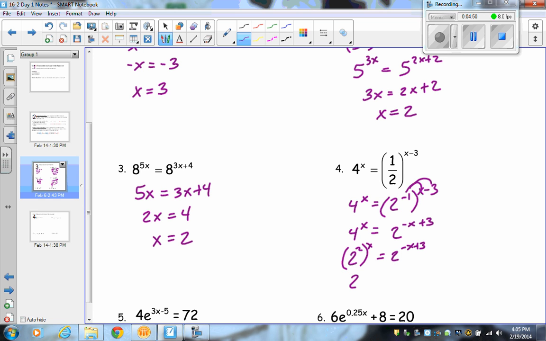So that tells me 2 to the 2x equals 2 to the negative x plus 3. And since they have the same base now, I can say that 2x has to equal negative x plus 3. Add the x over, that gives me 3x equals 3. Divide by 3, and I find out that x is 1.